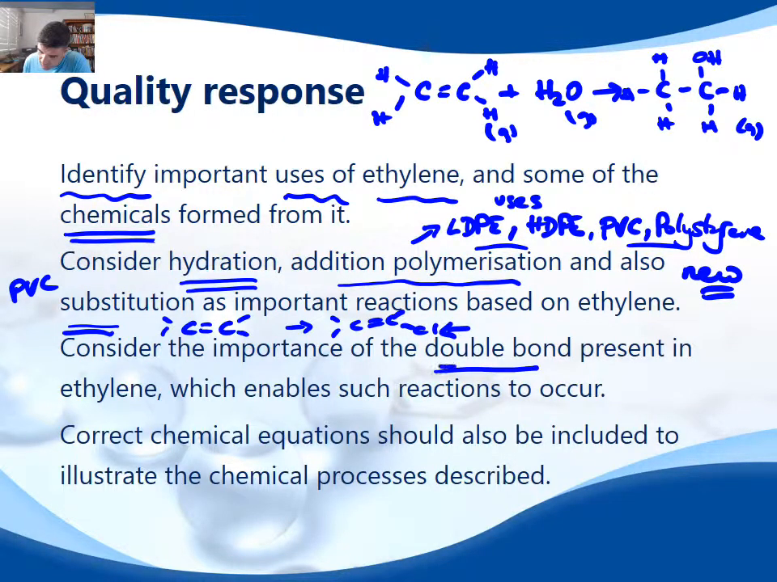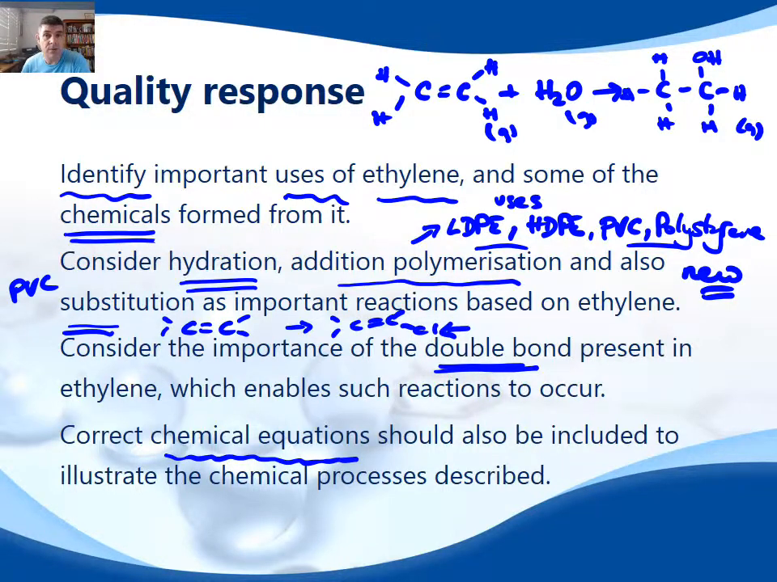Now it's important to focus on the presence of the double bond. The reactivity of that double bond, that high electron density, is what enables so many of the reactions that involve ethene to occur. And as we've mentioned before, a good answer is always going to include plenty of chemical equations to make sure that you are illustrating each of the chemical processes that are described.